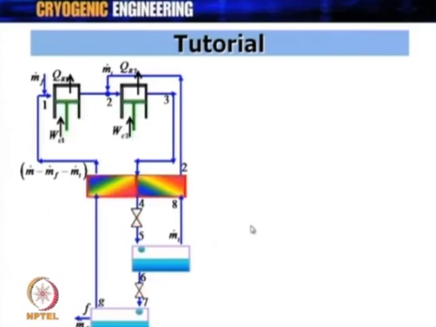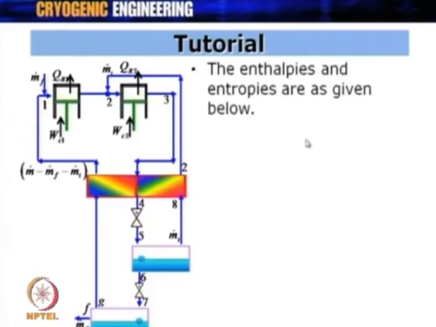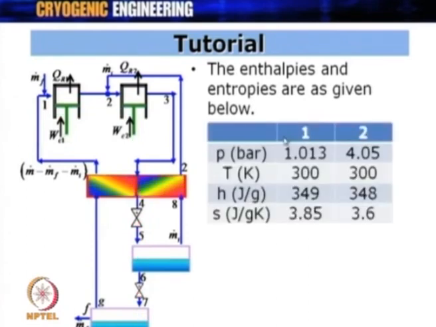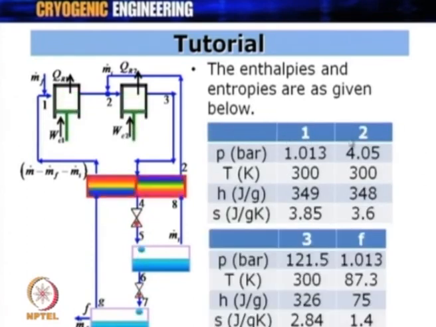Now, coming to our problem, that is the Linde dual pressure system, and this is our schematic. In this schematic, the enthalpies and entropies one should get from the TS charts for argon, all right. So, get those charts for argon and get the enthalpy values. So, here you can see 1, 2, 3 and F. These are the values which are required for our formula, where we require enthalpy values and entropy values.